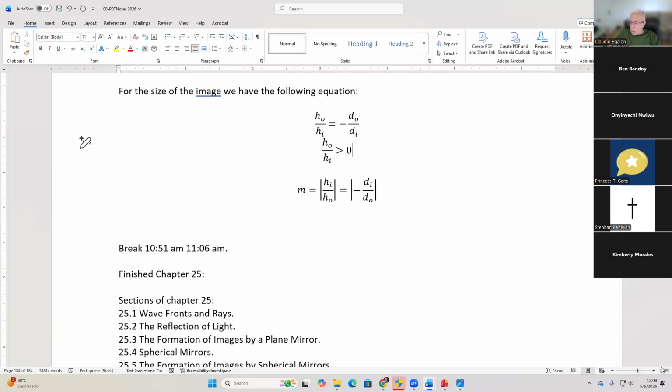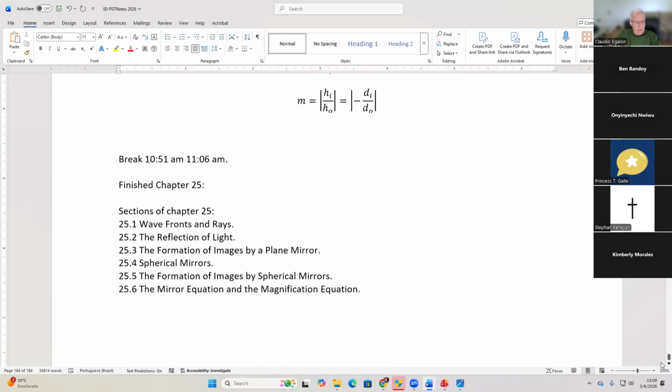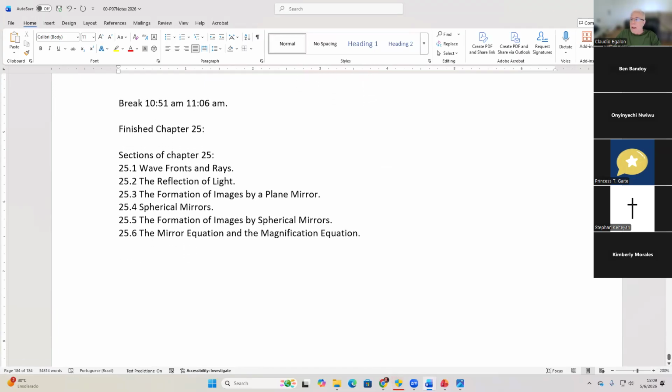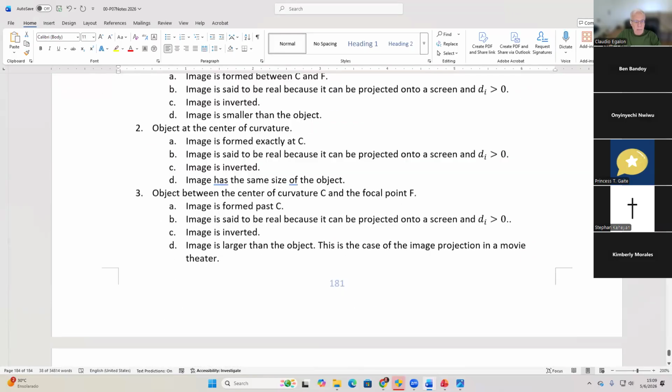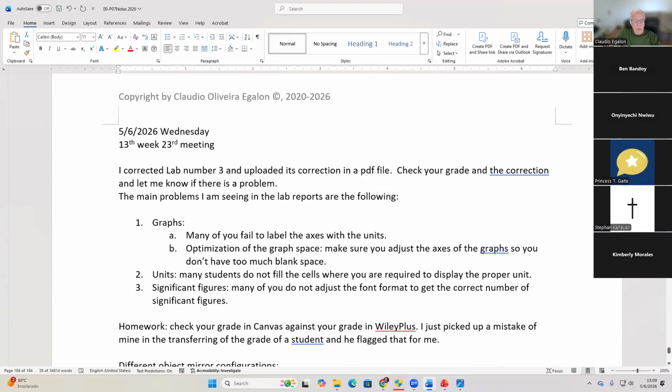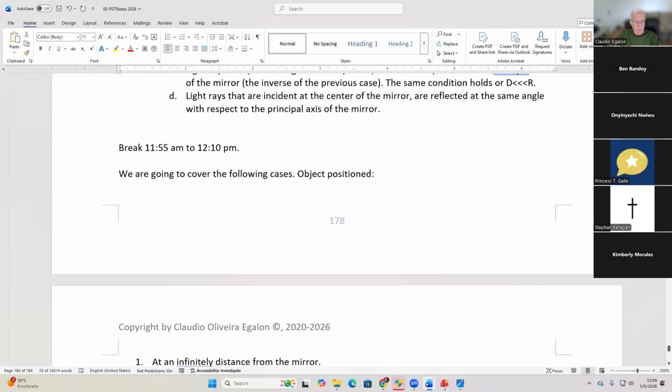Okay, that's all. And we are finished with section number 2, with chapter 25. You go: wave fronts and rays, reflection of light, formation of image by a plane mirror, spherical mirrors, formation by spherical mirrors, mirror equation. Okay, and let's get everything together here. All the chapters for exam 3 in a single place.